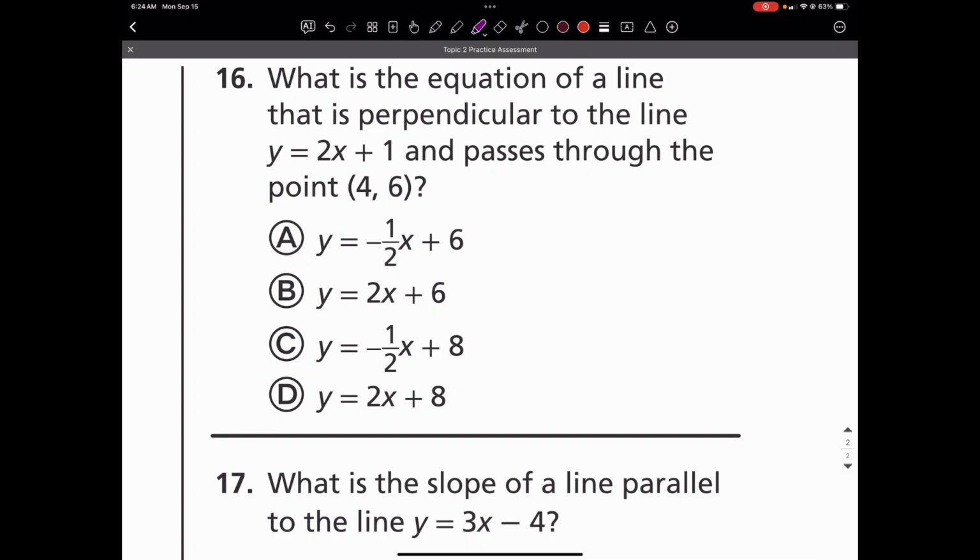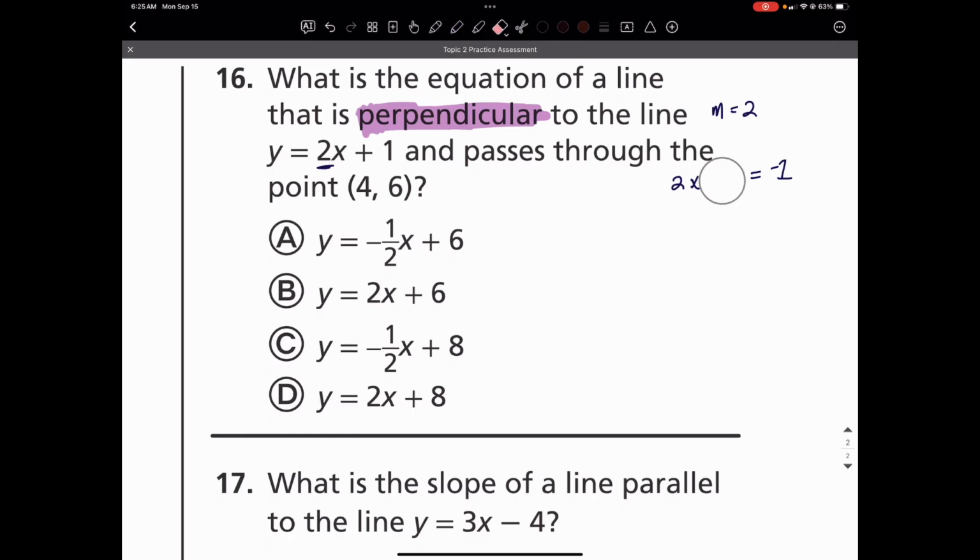16. What is the equation of a line that is perpendicular to the line y equals 2x plus 1 and passes through the point 4, 6? So if it's perpendicular, remember, the product of the slopes of perpendicular lines is equal to -1. The first line, y equals 2x plus 1, has slope m equals 2. So all we have to say first is, what is the slope of a line that would be perpendicular to 2? Well, 2 times blank equals -1. That's what we need to figure out.